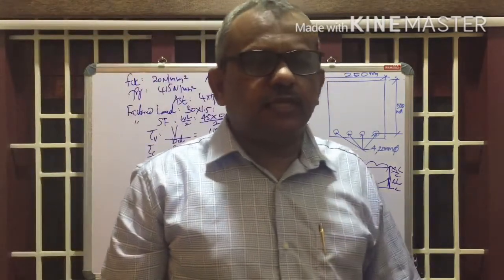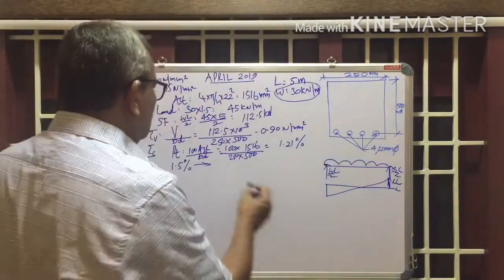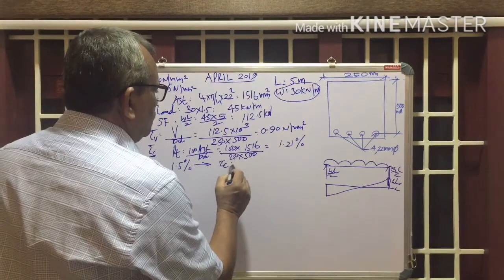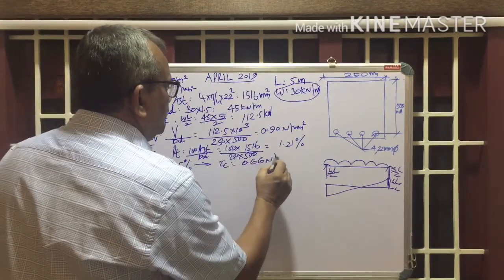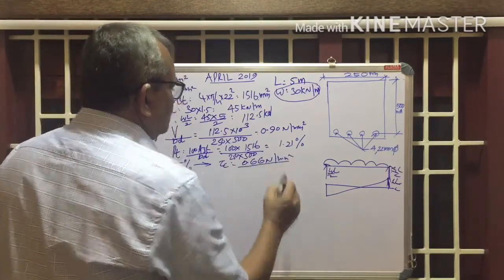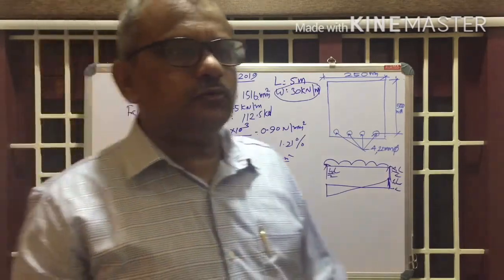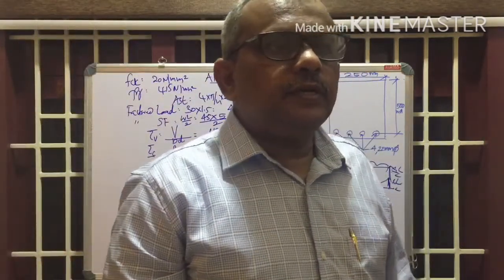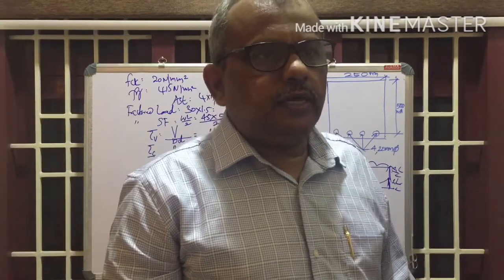1.5 percentage of steel. What is the value of tau C from the code? You will get it. Tau C is equal to 0.66 Newton per mm square. Check that value from the code. Tau C equals 0.66 Newton per mm square.